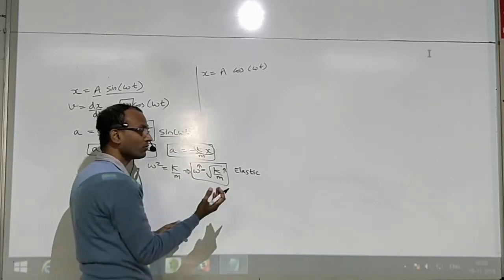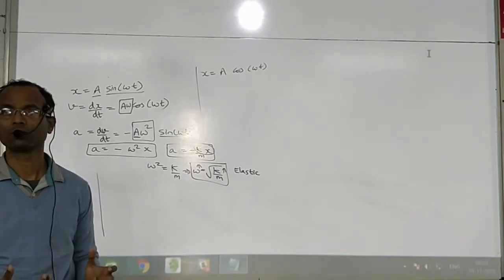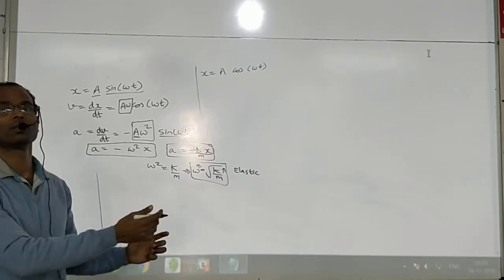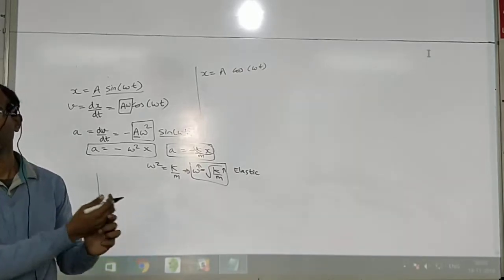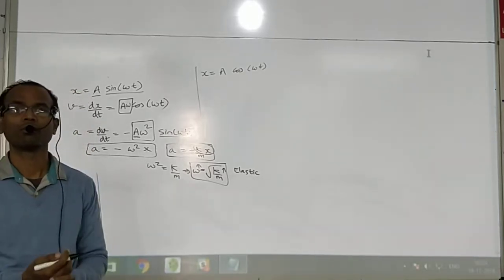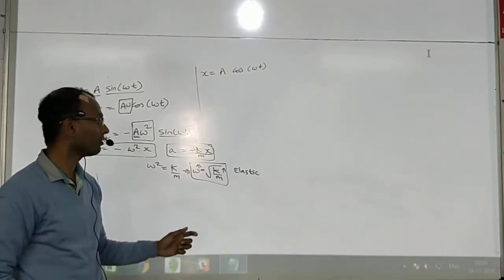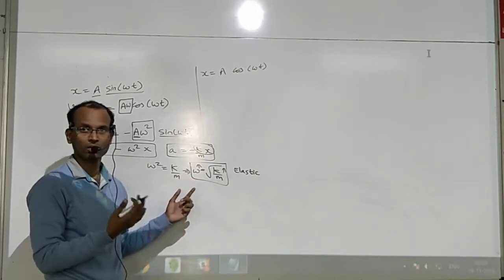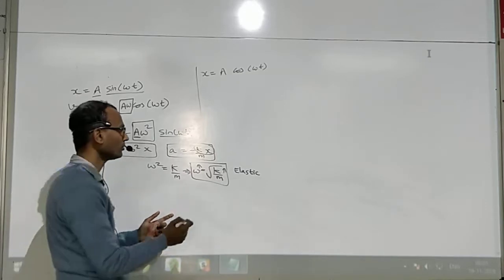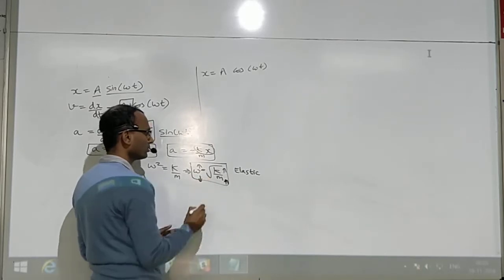But then the mass of that object produces the inertia, or resistance to change in state of motion. If it's a heavy object, like an elephant attached to the spring, even though the spring is stiff, it will have a tough time making the elephant move back and forth, changing its velocity continuously. Whereas if a table tennis ball is attached, it will oscillate very fast. So inertia will always oppose the frequency, how fast it will oscillate. That's why the more the inertia, the lesser the angular frequency.